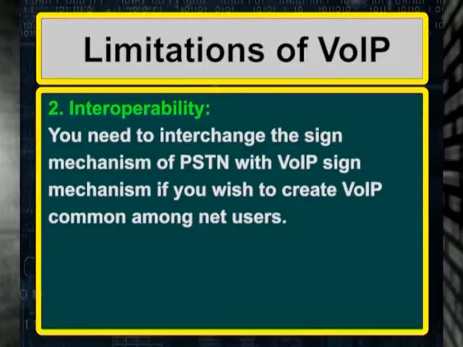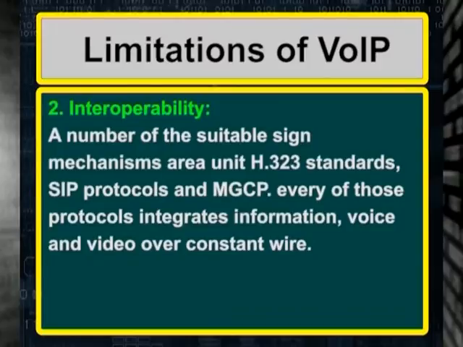Interoperability. You need to replace the signaling mechanism of PSTN with the VoIP signaling mechanism if you wish to make VoIP common among net users. A number of the suitable signaling mechanisms are H.323 standards, SIP protocols and MGCP. Each of these protocols integrates data, voice and video over the same wire.